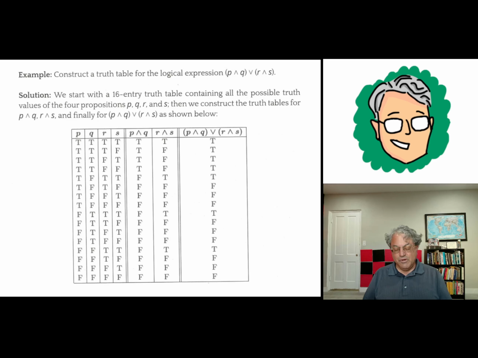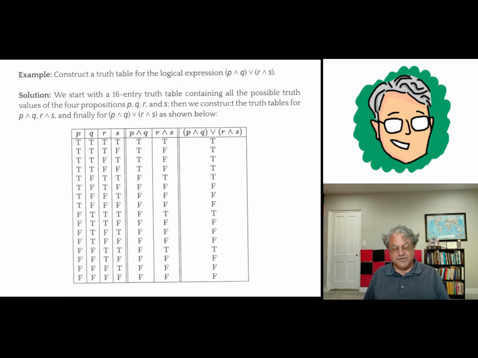And now finally, we want to do the disjunction of these last two columns we've written down. Remember, disjunction is true if and only if at least one of them is true. So remember I said for the first four rows, P and Q is true. That means that the disjunction is true. So P and Q or R and S is true for the first four rows. It's also true for the fifth, ninth, and 13th rows. For all those other cases, P and Q is false.